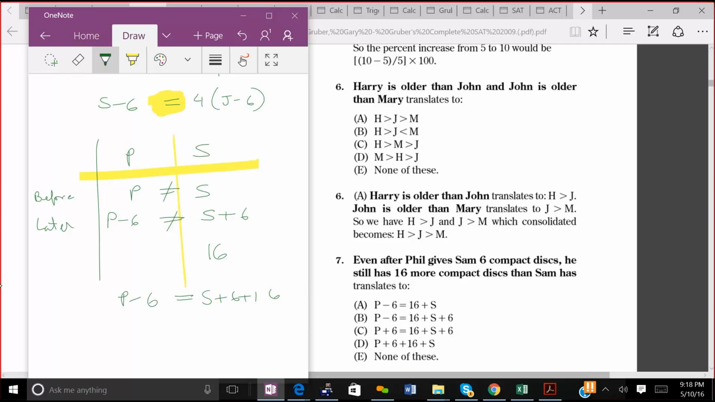Get it? Now, this and this. Okay? It should be equal. Make sense? Yeah.